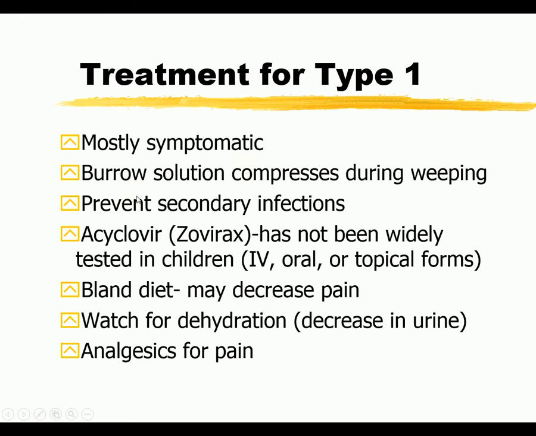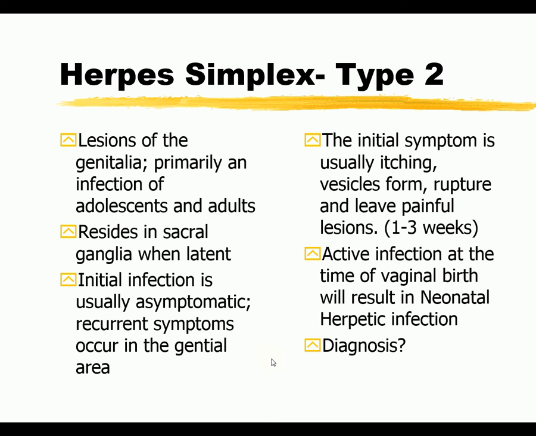You want to help prevent secondary infections. Acyclovir has been tested in children and can be given IV, oral, or topical forms. Bland diets decrease the pain. Of course, they have decreased intake, so you want to watch for signs of dehydration. And then giving analgesics for pain.